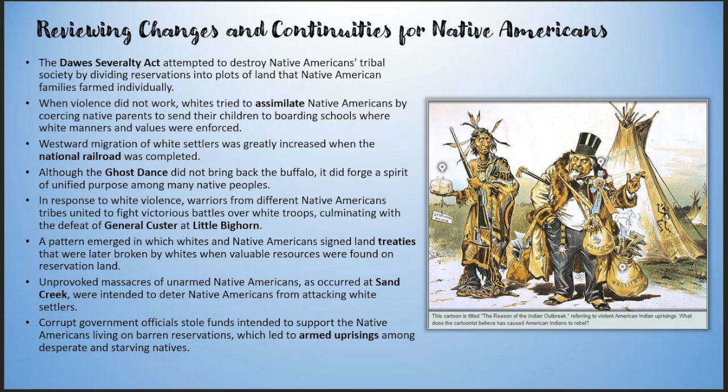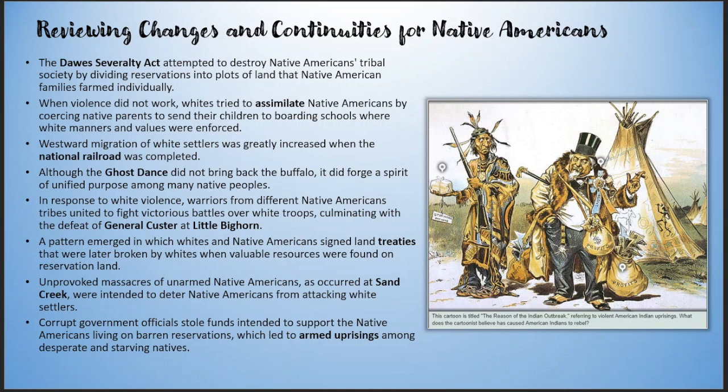And then in response to white violence, warriors from different Native American tribes united to fight victorious battles over white troops, and this culminated with the defeat of General Custer at the Battle of Little Bighorn. So a pattern emerged in which whites and Native Americans would sign land treaties that would later be broken by whites when valuable resources were found on the reservation land.